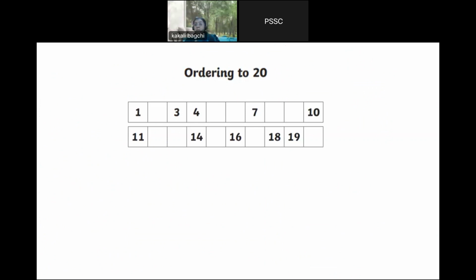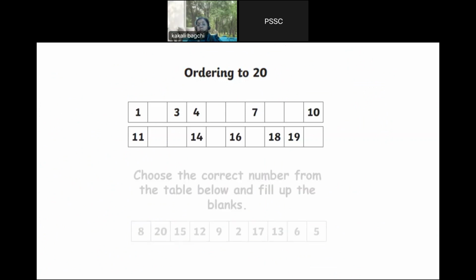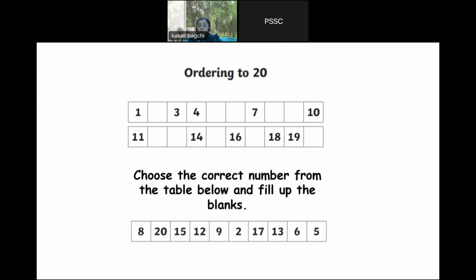We can give this type of questions to the students: ordering to 20, where they will have to arrange these numbers. You can give these numbers and ask them to pick up the numbers and put them in their position. So basically you are teaching them counting from 1 to 20, which is there in the learning outcome of class 1.